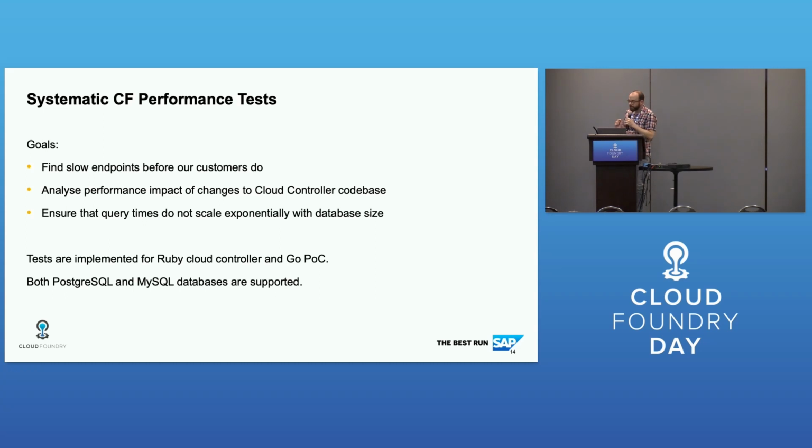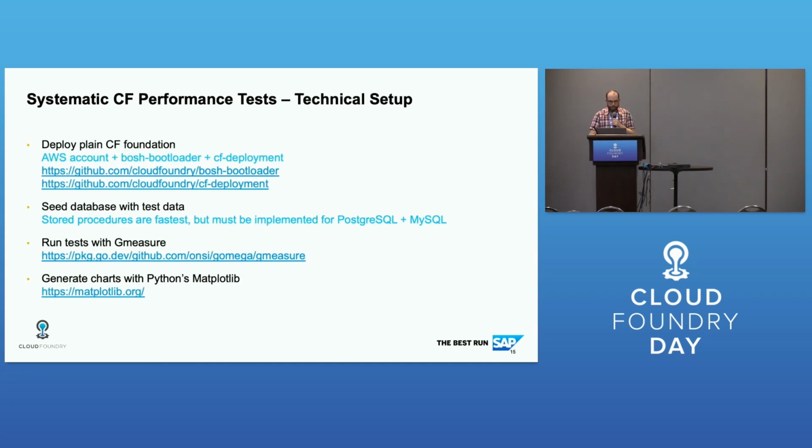We have implemented the tests both for the Ruby Cloud Controller and for the Go proof of concept. And we have by now implemented everything for Postgres and also for MySQL database. So the technical setup: first, of course, we need a plain Cloud Foundry foundation. We do this with BOSH bootloader and plain cf-deployment.